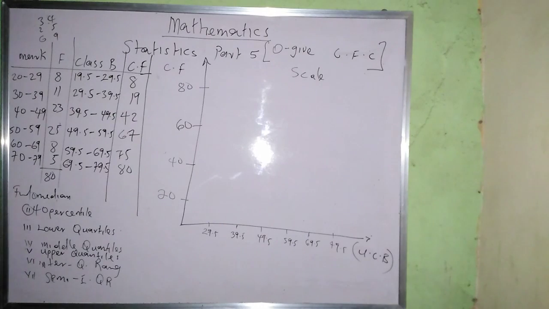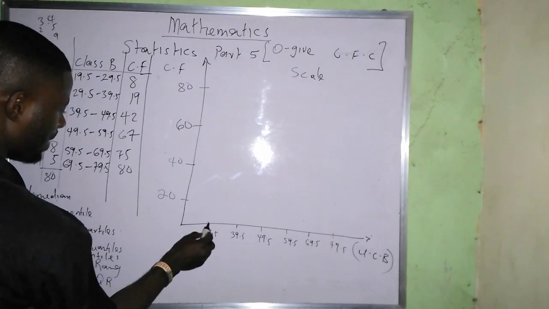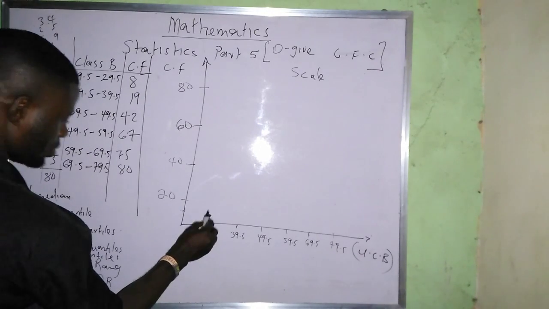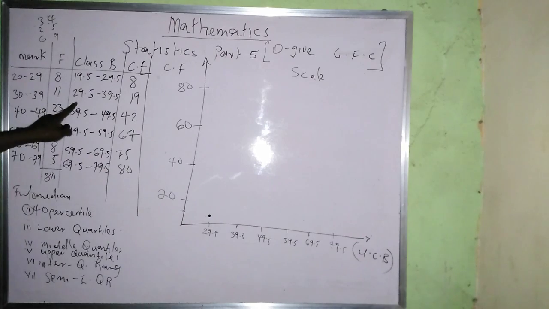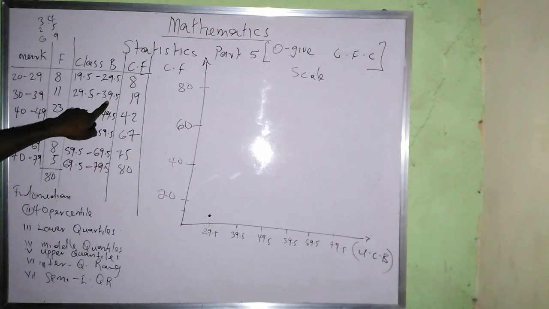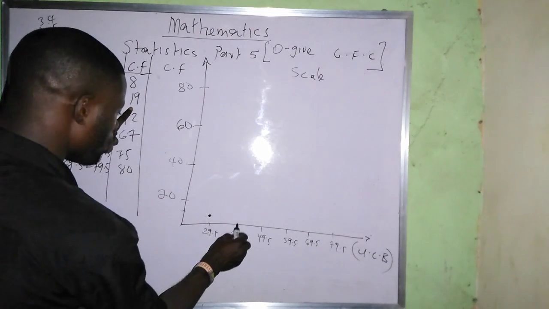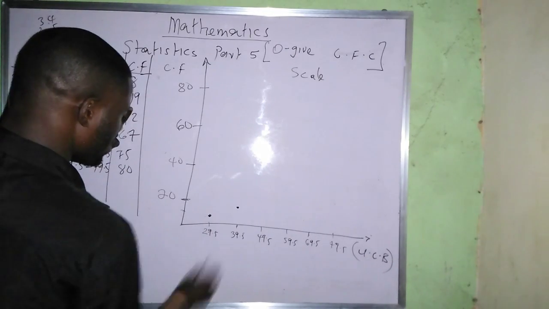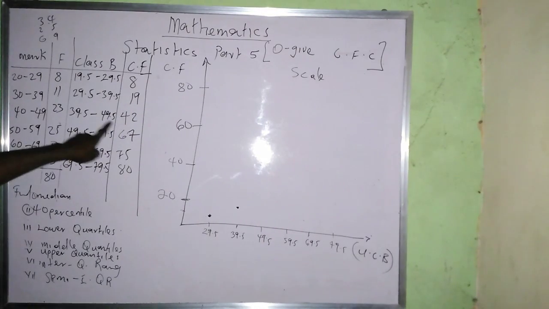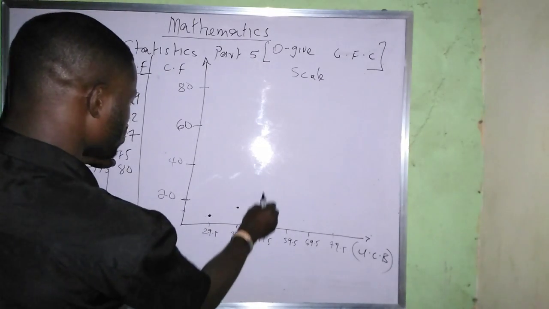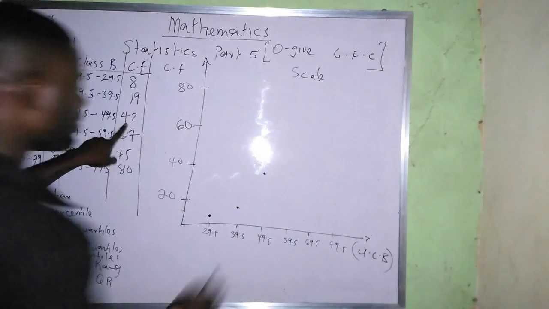Now, how do I go? The first one, at 29.5, is 8. My 8 will be around here. I'm sketching. This is not plotting. The next one, the second class, at 39.5 is 19. It's not up to 20, very close to 20. Now, at 49.5 it is 42. This is going to be 40 and 42.